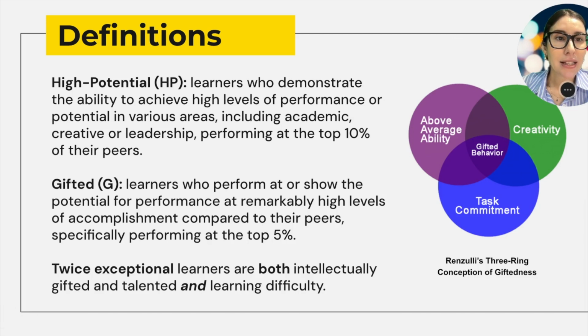Another thing to keep in mind is that we use Renzulli's three-ring conception of giftedness to frame a lot of our understanding of what we define a high potential and gifted learner at BBS to be. This definition contextualizes gifted behavior as a combination or a subset of three different areas: above average ability, which is related to academic and cognitive giftedness; task commitment, which is related to motivation and leadership abilities; and creativity.